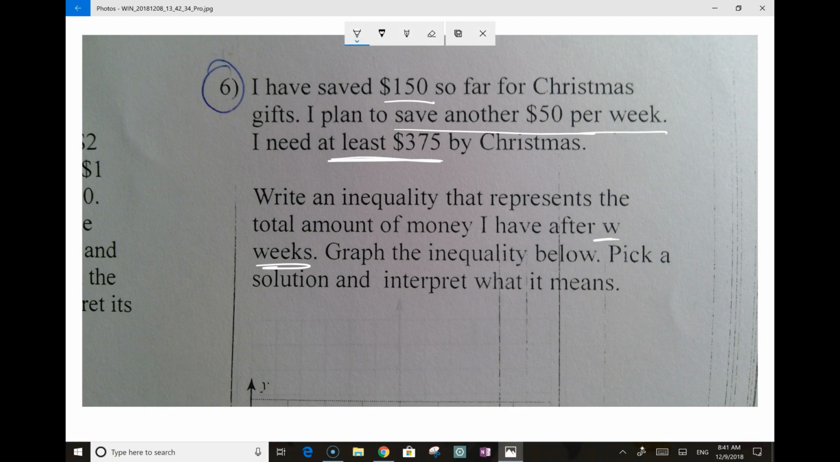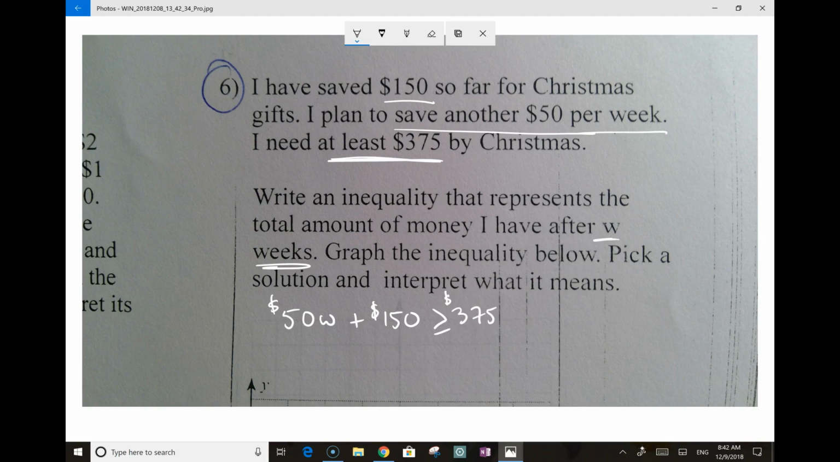So putting this all together, what I get is $50 times the number of weeks plus the amount of money that you started with, which was $150. This total amount, which is going to constantly change based on your number of weeks, all needs to be at least $375 or more. So I need to use greater than or equal to $375.